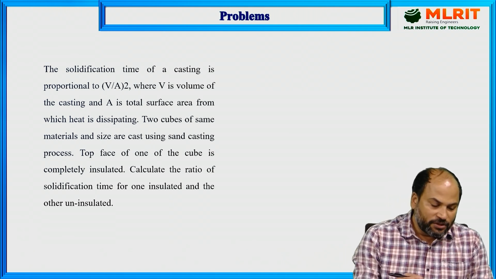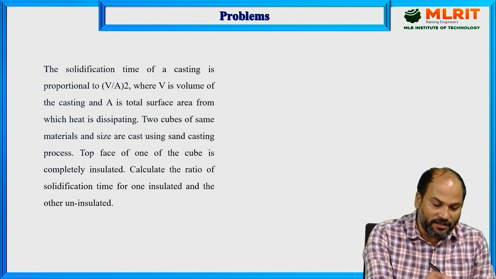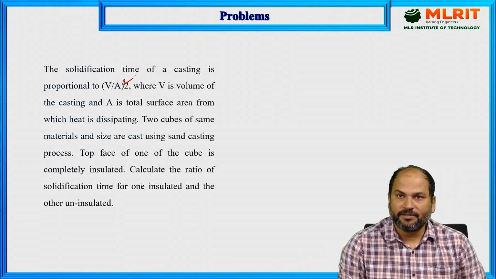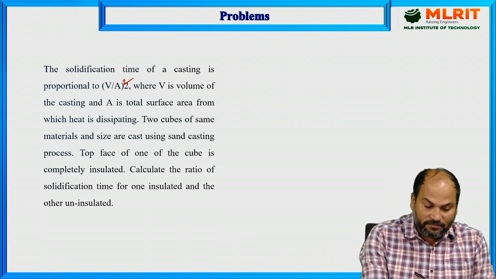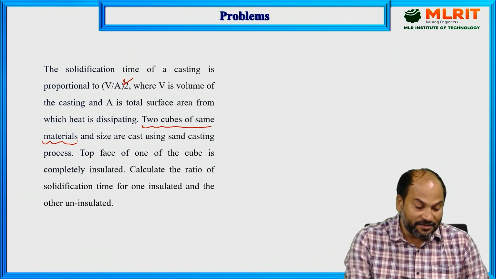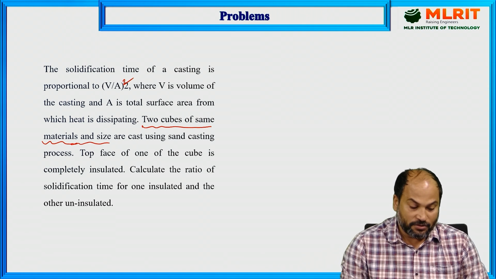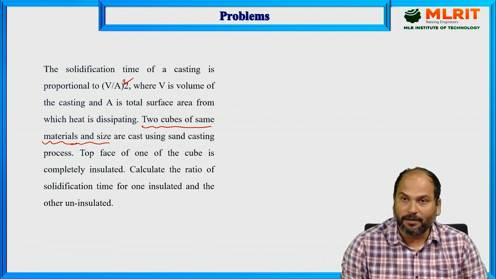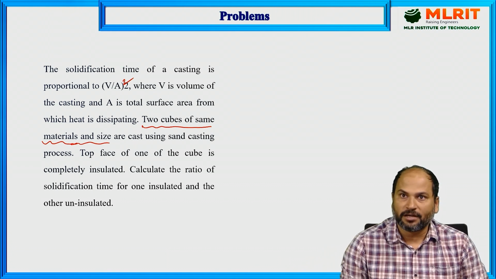Okay. So this numerical: the solidification time of a casting is proportional to V/A, where V is the volume of the casting and A is the total surface area from which heat is dissipating. Two cubes of the same material and size are cast using the sand casting process. This is very important to understand. Top face of one of the cubes is completely insulated.